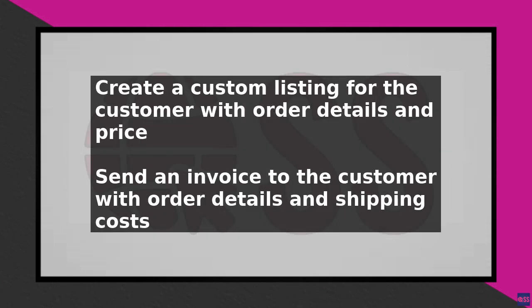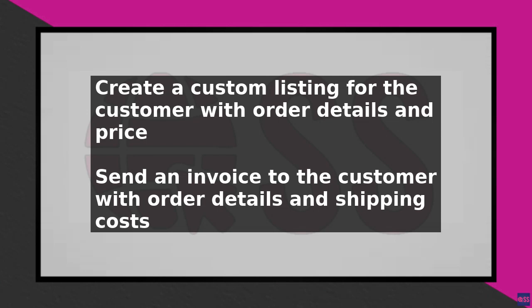Once you have confirmed the details of the order, you can create a custom listing for the customer. To do this, go to the Sold Orders section of your shop and click on the Create a Custom Order button. Fill in the details of the order, including the price and any variations or upgrades.